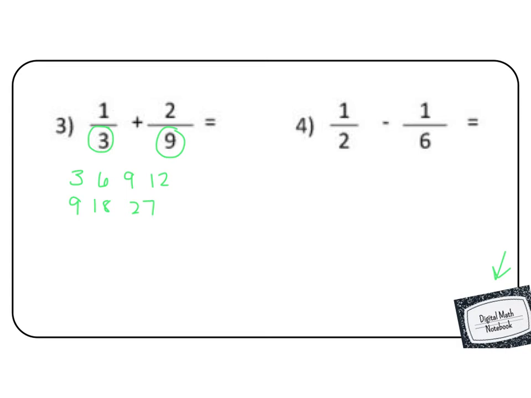Look, I noticed that 9 is on both of my lists, and 2/9 is already there, so that means I won't have to change it. Now, in the examples I've given you, we've always only had to change one, but there will be some circumstances where you have to change both bottom numbers. But let's keep solving this problem.